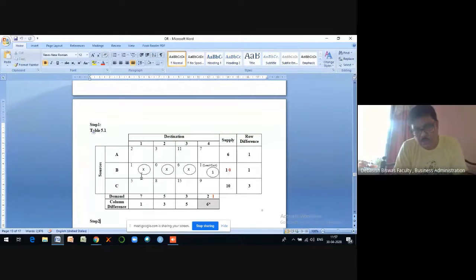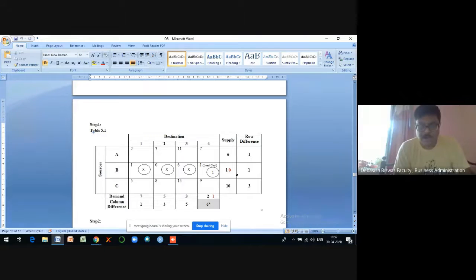This row is over because supply has become 0. So in the next table, we will concentrate only on the first row as well as the third row. We will not consider the second row because this row operation has been completed. There is no further scope to allocate. So this has been completed.